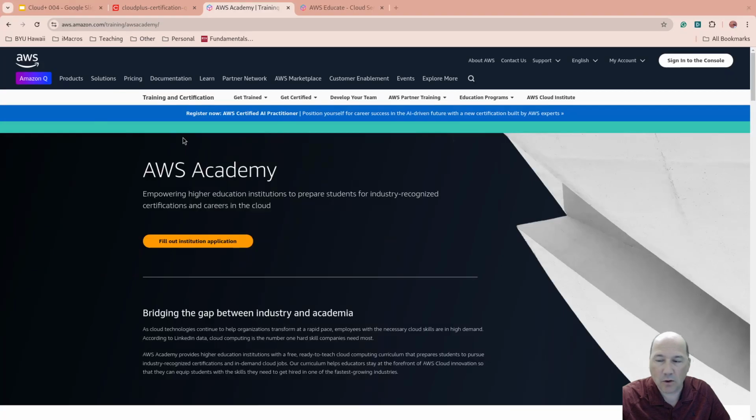So this is how a higher education institution, I believe high schools can also do it, but there's some challenges there. This is where a higher education institution can sign up to become AWS Academy, and then you can offer AWS courses for your students, which include the Learner Lab, which is just a place to play and learn.